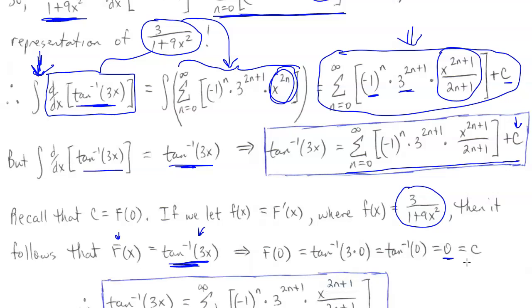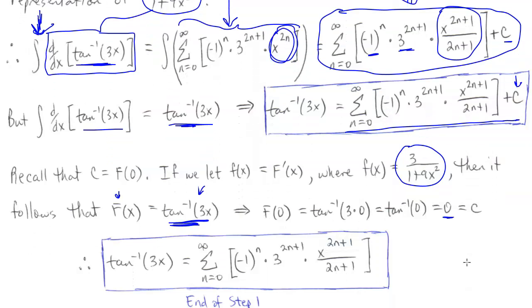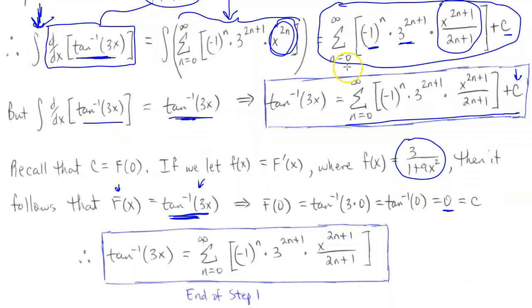Life is simple at this point, and tangent inverse of 3x can be represented as this particular power series. So summation n equals 0 to infinity of negative 1 raised to the n times 3 raised to the 2n plus 1 times x raised to the 2n plus 1 divided by 2n plus 1. And so this is the end of our step 1. So let's move on to step 2 now.